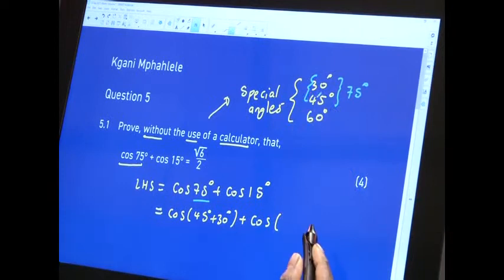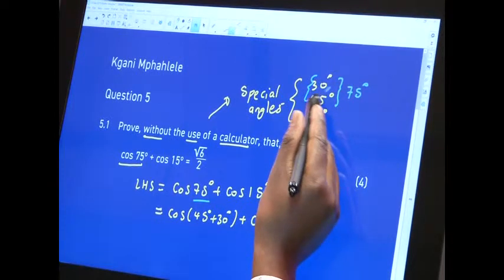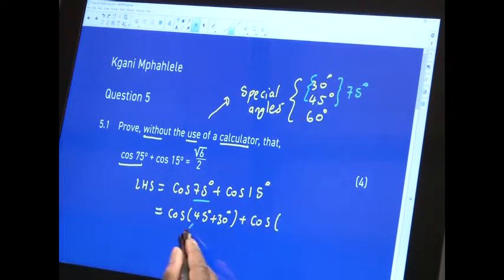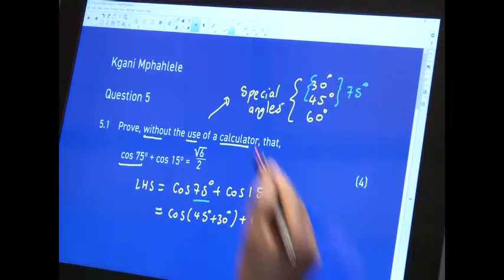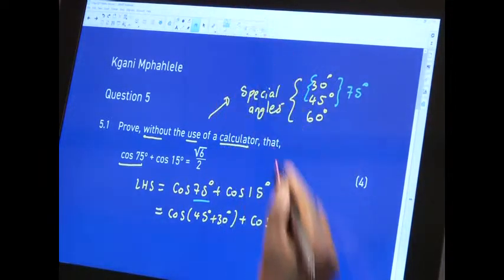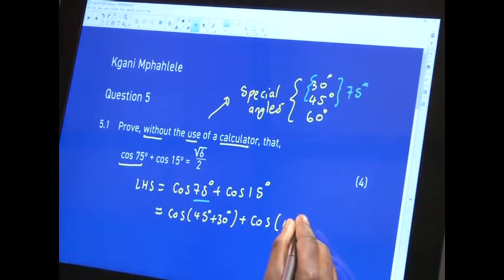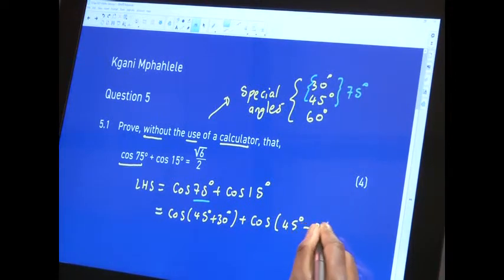And again, what is motivating me is the fact that if you are dealing with 30 and 45, you're going to have 30s and 45s like we have in our first term. We'll have them again in the second term, and somehow they will then simplify, because in mathematics, we want things to look the same. The more things look the same, the better. So I'm going to write my 15 as the difference between 45 degrees and 30 degrees.